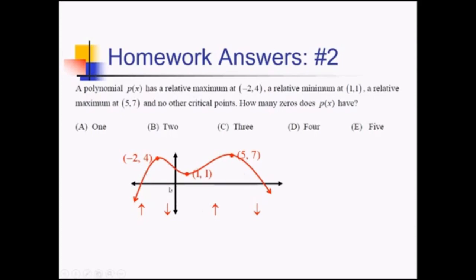So taking a look now, we have 2 zeros on this graph. We can only cross the x-axis twice, so 2 zeros. So that gives us choice B.